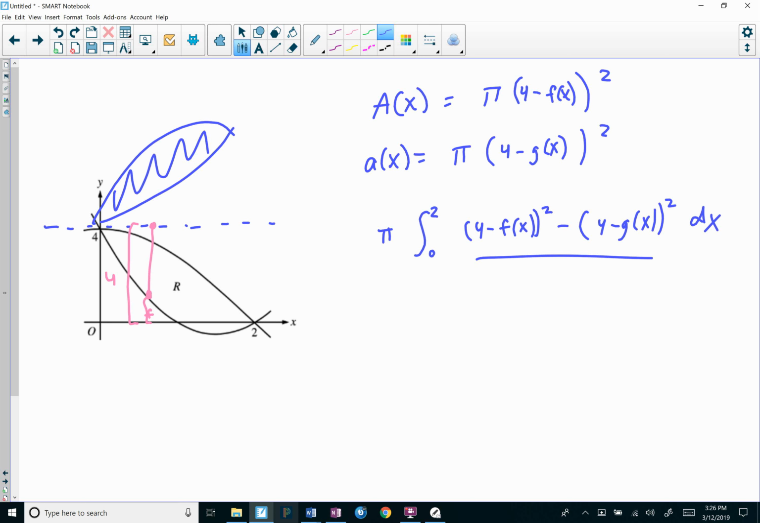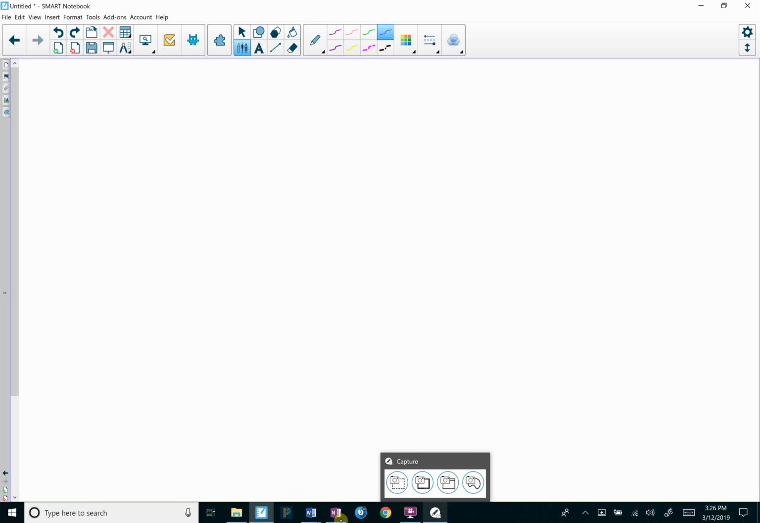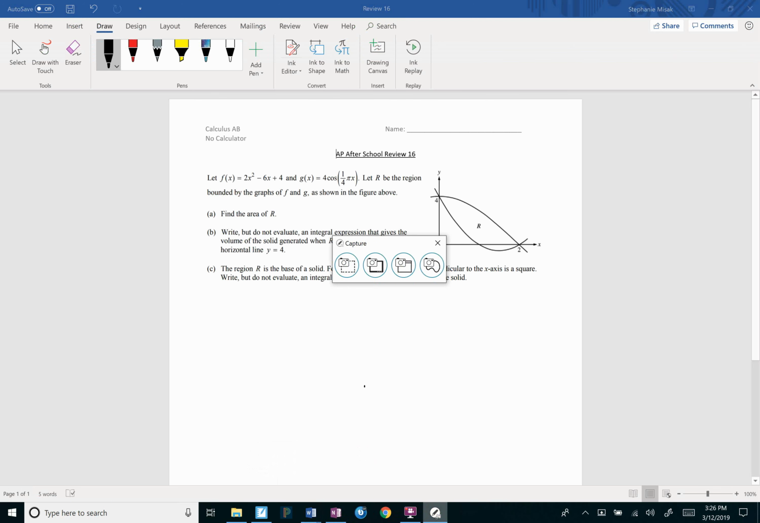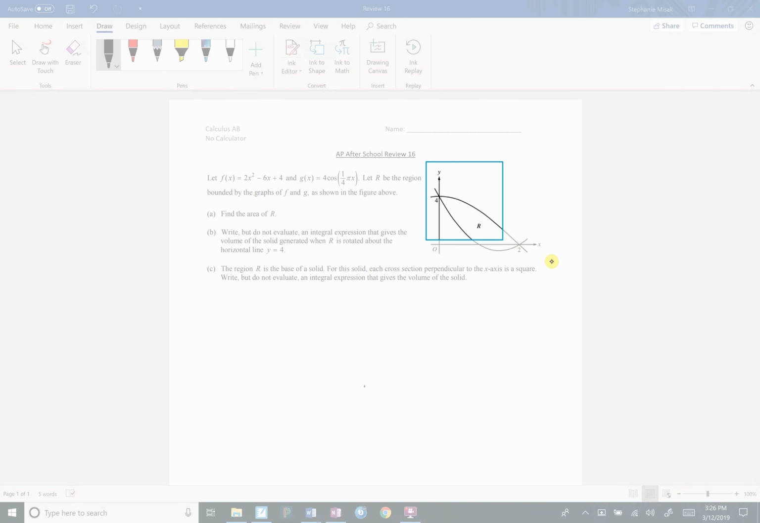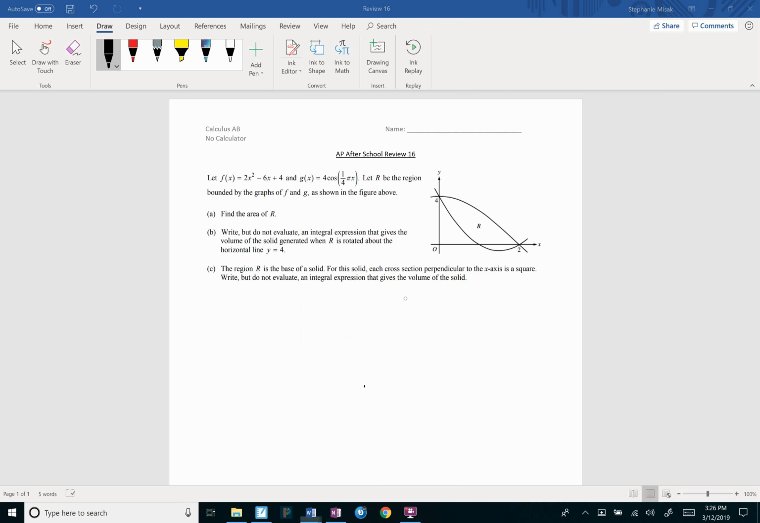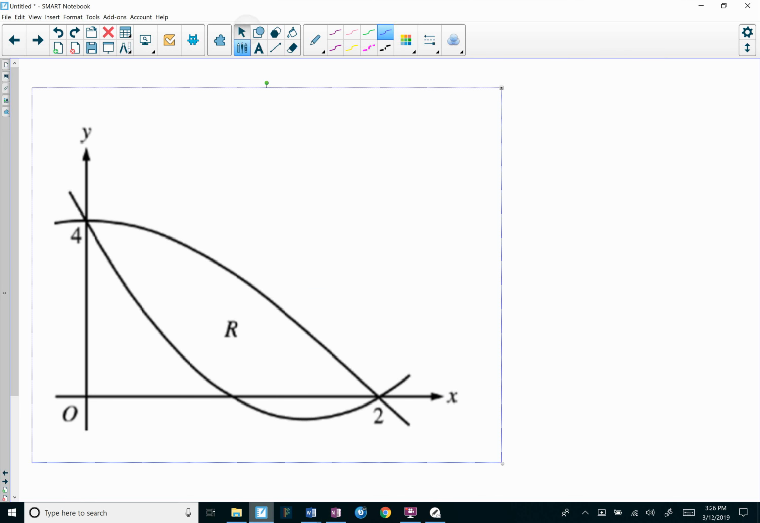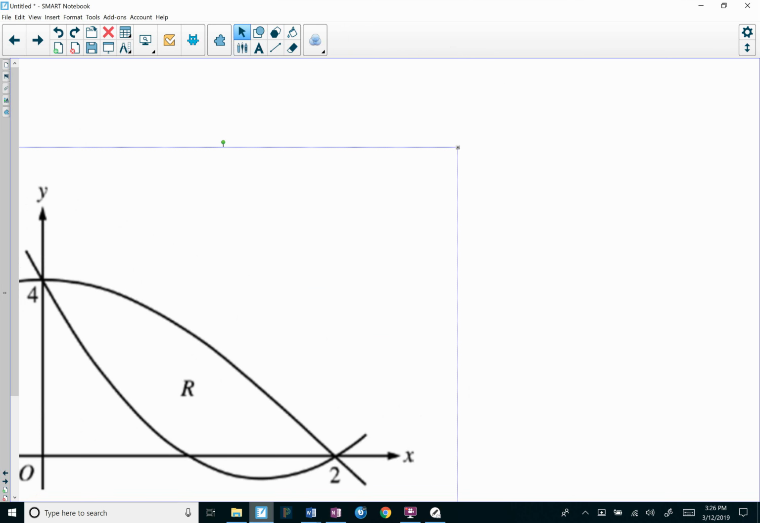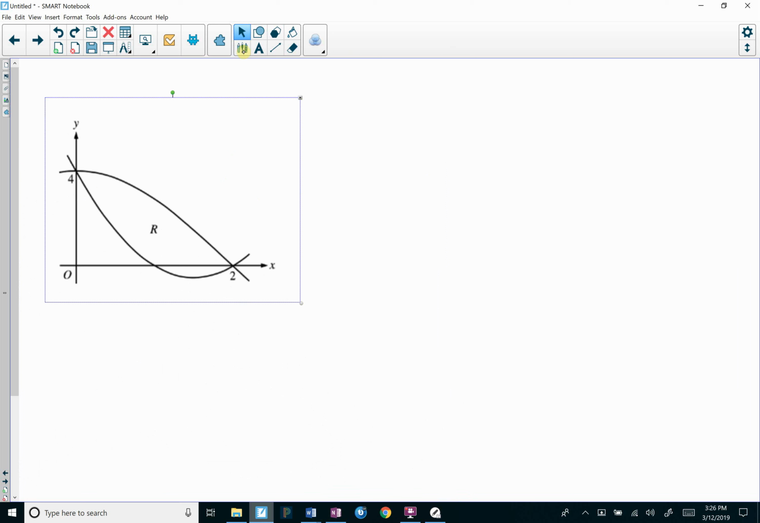Okay, part C. So we have the base of the solid. Each cross section perpendicular to the x-axis is a square. So once again, let me grab that picture here. Okay, so cross sections are perpendicular to this. So here's the x-axis. I need to be perpendicular. So I've got squares coming up going this way. Pretend those are squares.